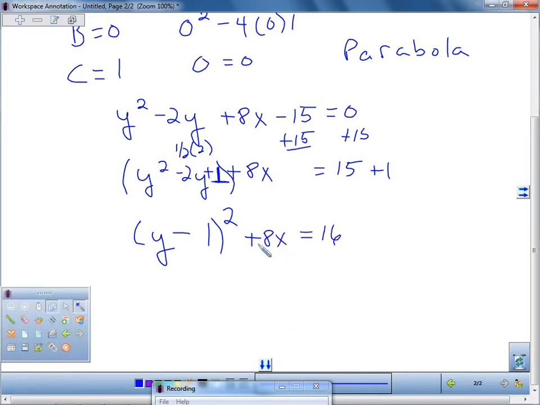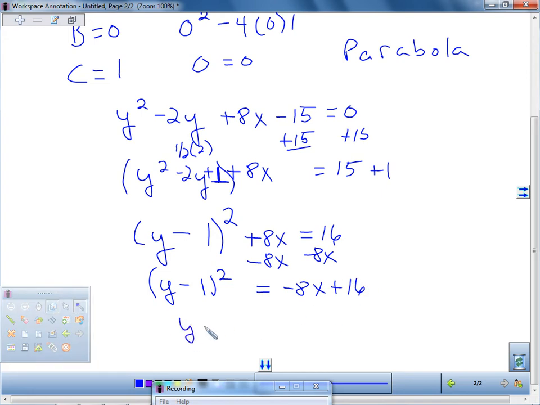Okay, now, since this is a parabola, we're going to go ahead and move the 8x away from it, because we want x is equal to this. So what we'll do is get y minus 1 squared, move the 8x over, and so we end up with negative 8x plus 16. Okay, the only thing else we're going to do is factor out the negative 8. So we get y minus 1 squared is equal to negative 8 times x minus 2. Okay, and so that's our parabola in standard form.